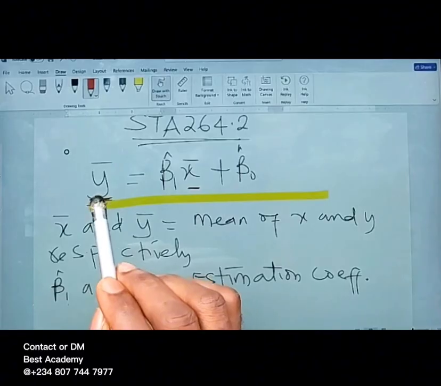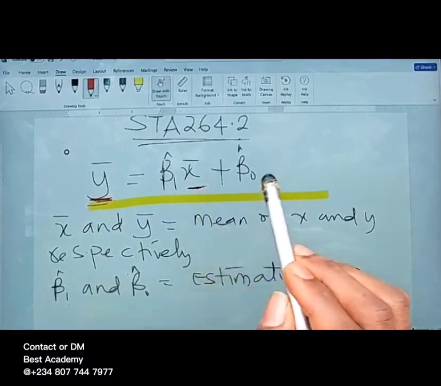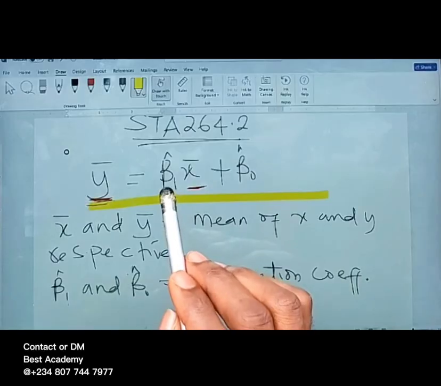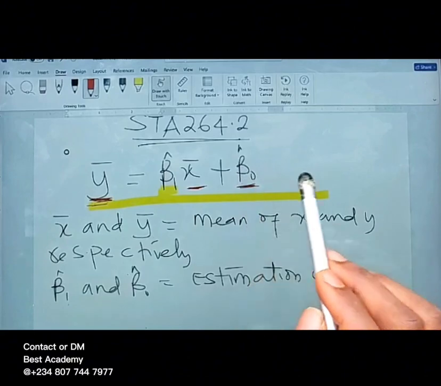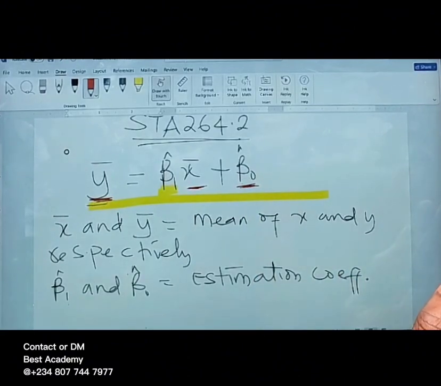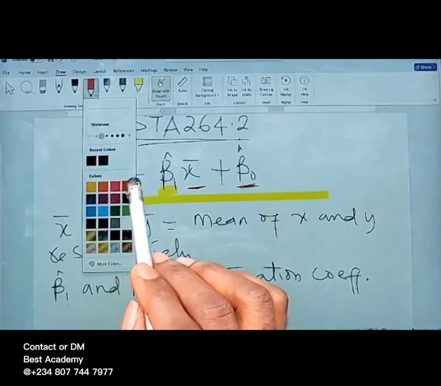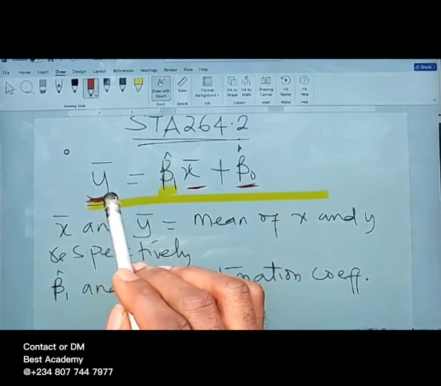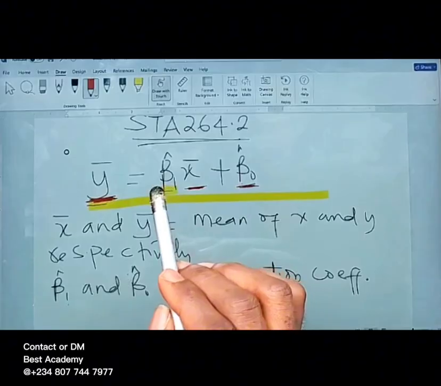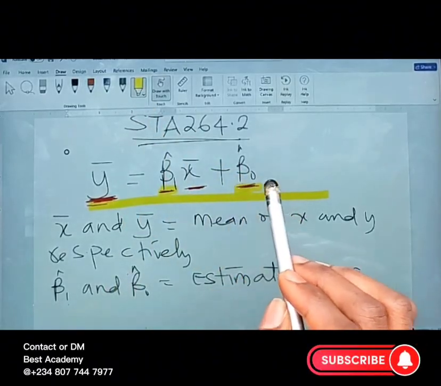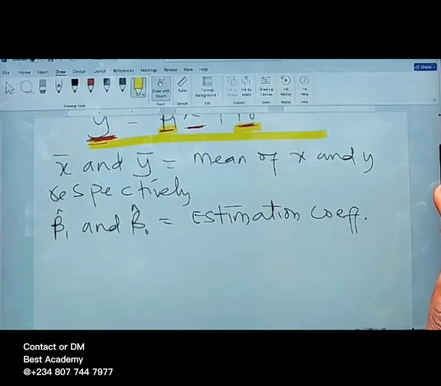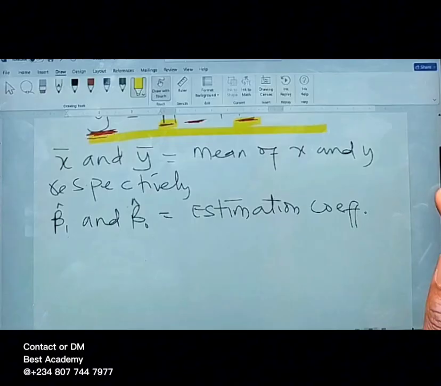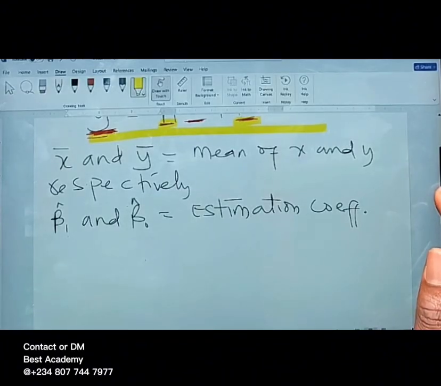That means if the mean of y is given, the mean of s is given, and this beta 1 is given, I can easily find beta naught. Listen to me carefully. We all know how to find the mean of y by adding the values of y and dividing by the frequency, and the mean of s by adding the values of s and dividing by the frequency.